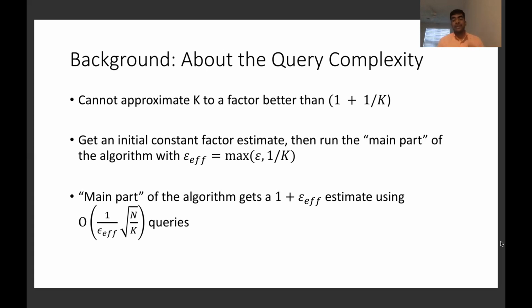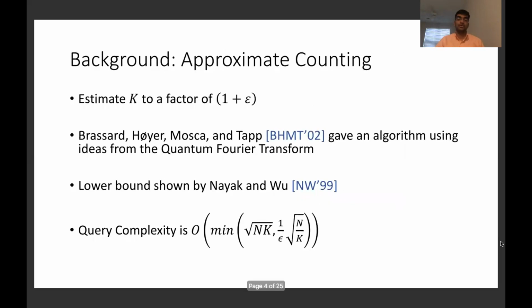And then we run the main part of the algorithm, which has query complexity 1 over epsilon square root n over k, but we don't necessarily pass in the original value of epsilon that we got. If we are at a k that is very small, we might want to pass in 1 over k as our effective epsilon instead to this main part of the algorithm.